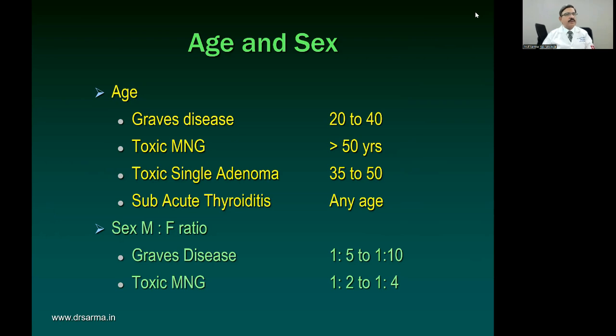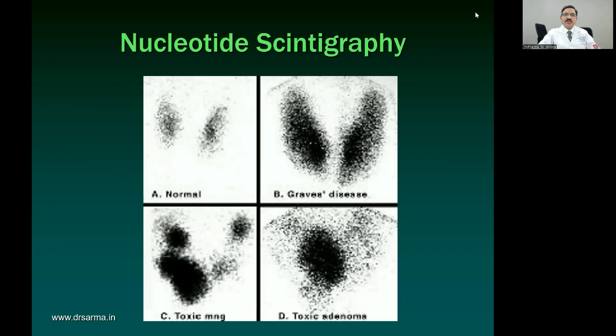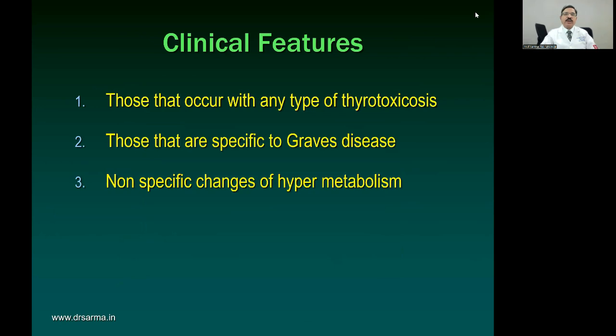Nonetheless, all endocrine diseases are more common in women, and thyroid diseases in particular are very common in women. But Graves is 10 times more. If you see Graves' disease in a man, you have to really think, is it Graves? It's not very common in men, isn't it? The scintigraphy I have. Now, clinical features. What are the clinical features? Clinical features are those that are related to the type of thyroid toxicosis. Those are specific only to Graves.